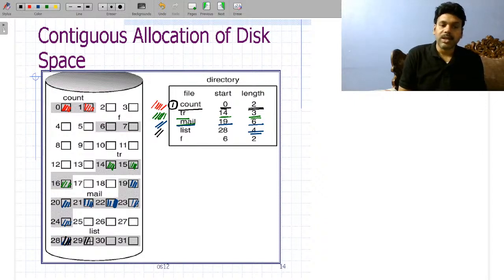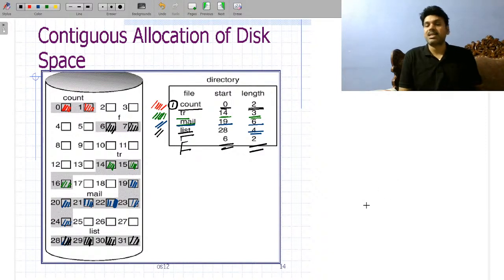So one block, the second block, the third block and the fourth block. That's it, friend. This is how your data is going to be stored. And the last file is F, which starts at 6 and requires 2. So 6 and it requires 2. So 1 and 2. Now we understand what I mean by external fragmentation.